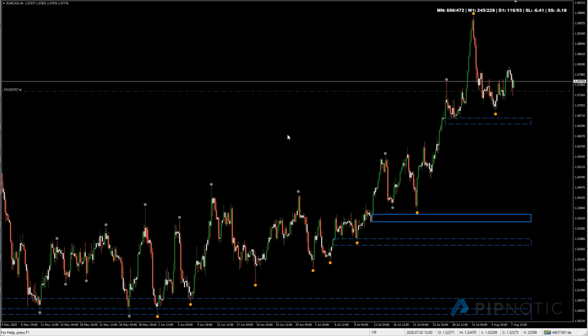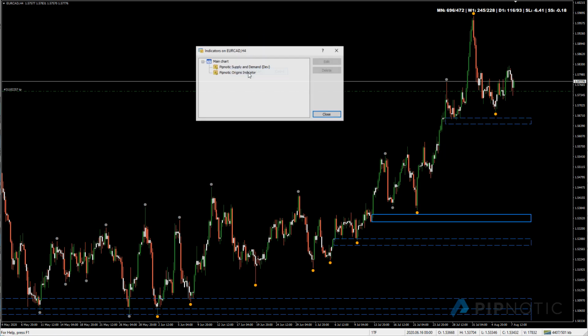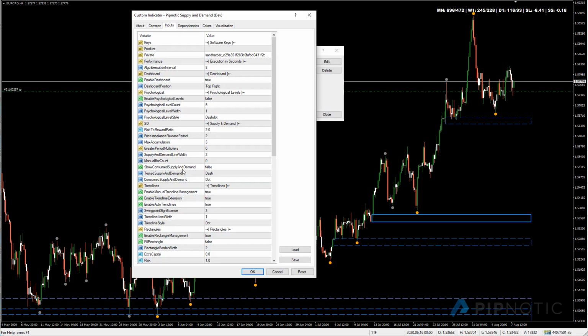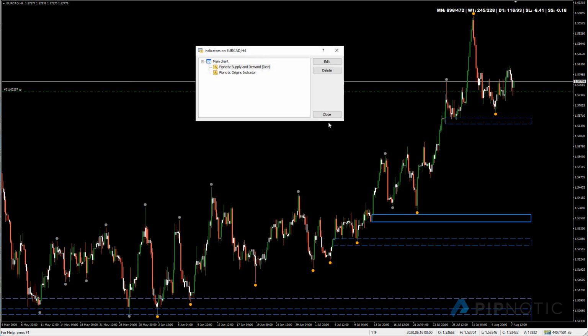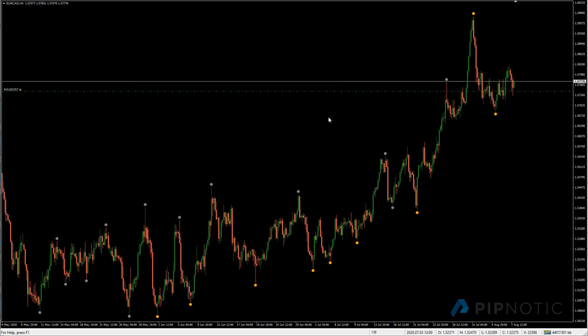And this you can do simply by identifying supply and demand that is capable of consuming opposing supply and demand. Okay, so if you have an area of demand, you want to see an area of demand that is capable of consuming opposing valid supply. And if you use a Pipnotic software, you can do this automatically. You simply enable this here where you enable show consume supply and demand. You set this to true, and this will show you where this is happening.